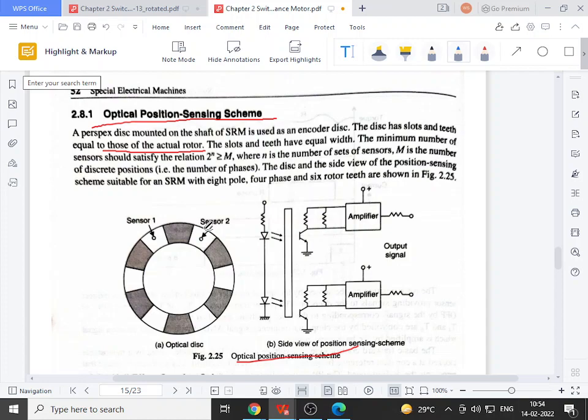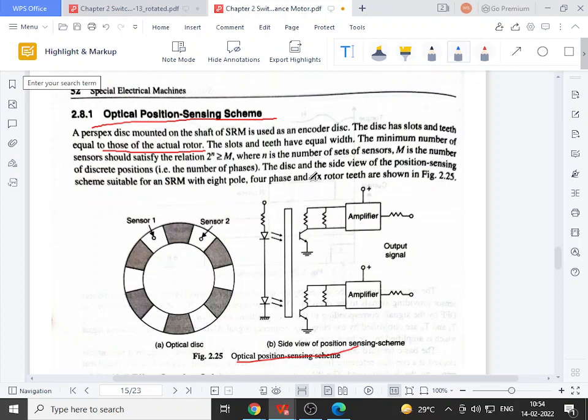Okay, what is beta r and beta s? While explaining the concept of rise in variation in inductance, we have studied two concepts, beta r and beta s. It is actually slot length of rotor and teeth length of rotor. Okay, slot length and teeth length. So this beta r and alpha r both should be equal.